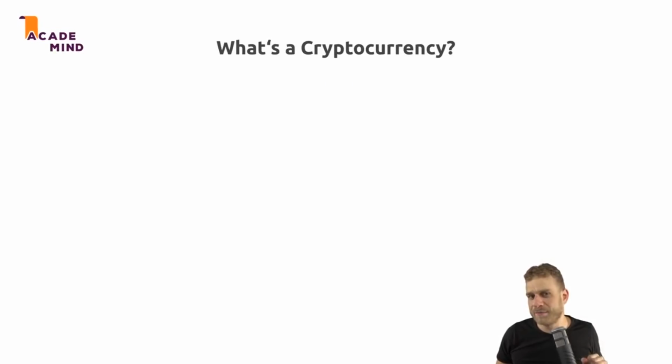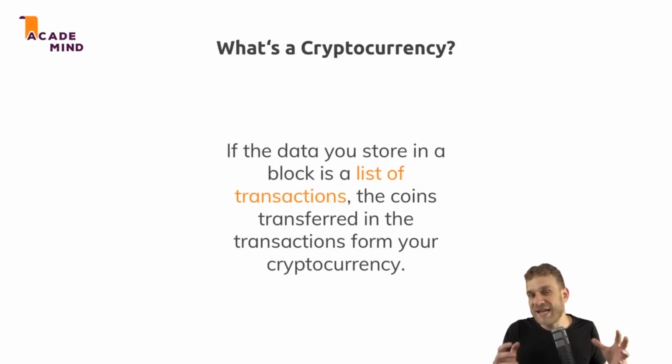What's a cryptocurrency then? Because a cryptocurrency is the most prominent use case of a blockchain. And a cryptocurrency is really just something which uses the blockchain technology. If the data you store in a block is a list of transactions, and a transaction is basically just a piece of information where you say who is sending how much to whom, these three things are important. If you got a list of such transactions in a given block, you obviously can take advantage of the security mechanism that these transactions can't be edited without the next block recognizing it. And therefore, now you have a cryptocurrency.